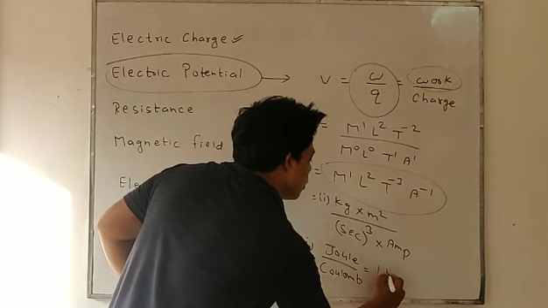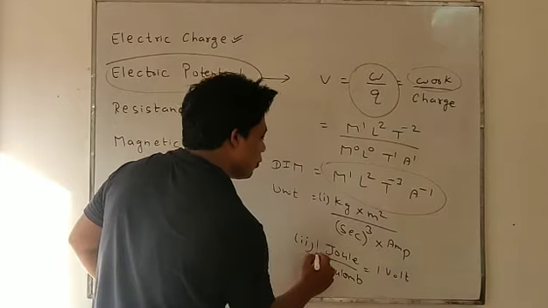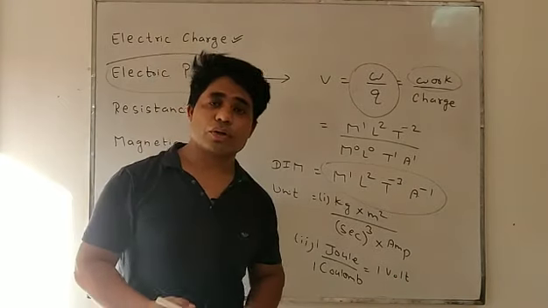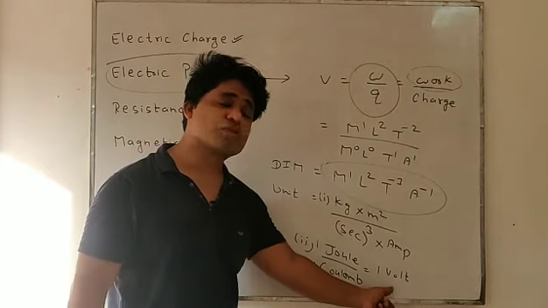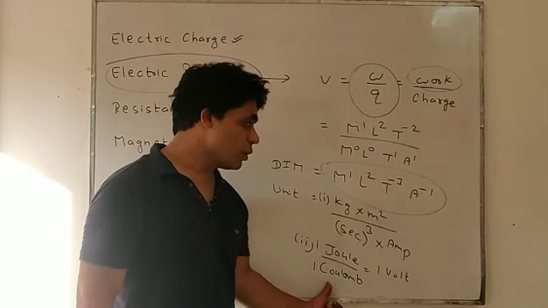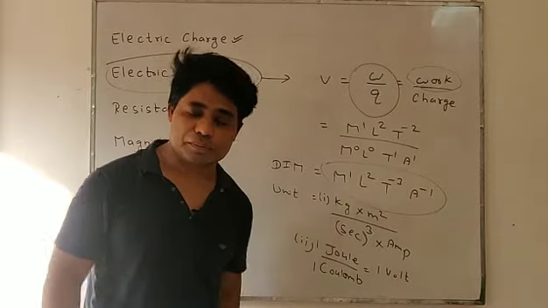And joule upon coulomb is called volt. 1 joule by 1 coulomb is said to be volt. So basically, what is the major unit of potential? That is volt, and 1 volt consists of 1 joule per coulomb, and that is a dimension.